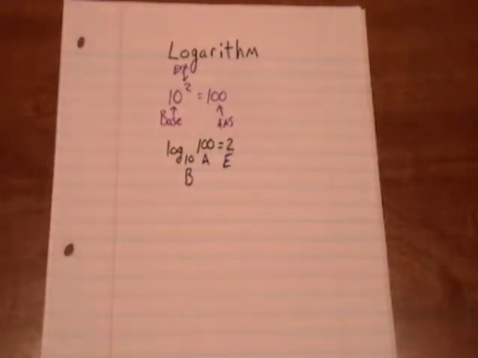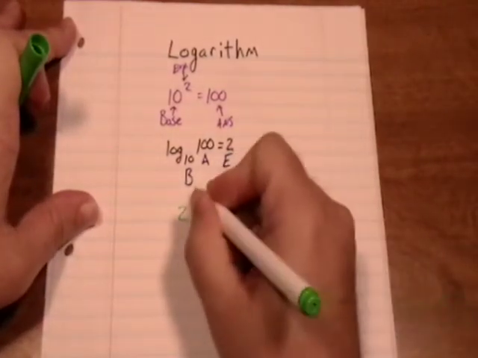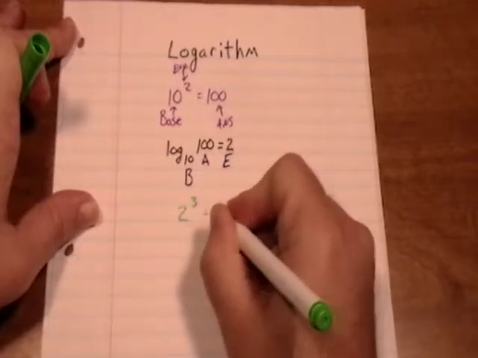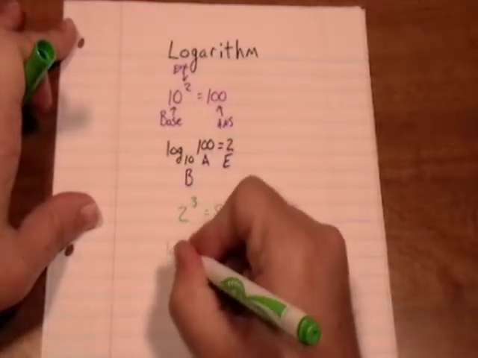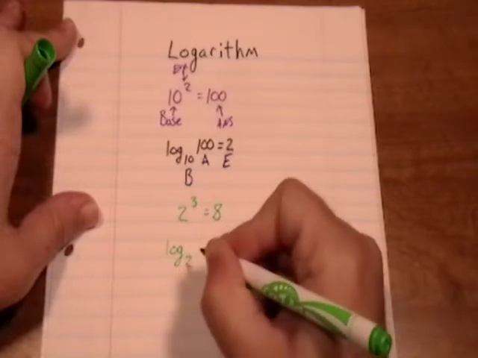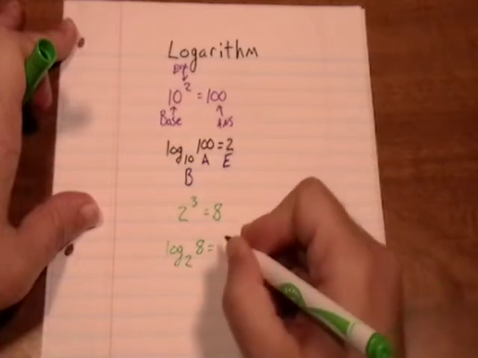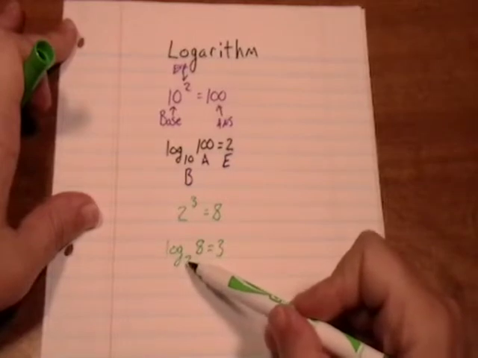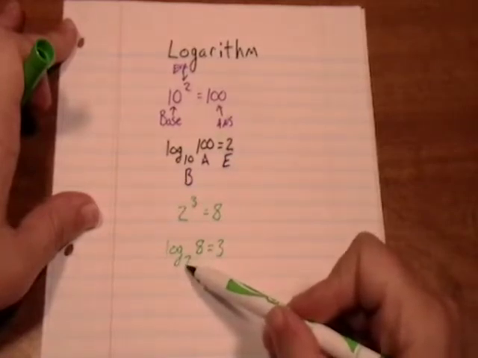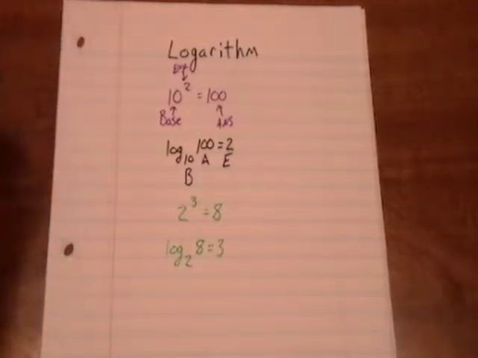We can rewrite any power with an exponent in logarithm form. So I could say 2 to the third power is 8. And I can rewrite that as a log by saying log base 2, my answer is 8. So log base 2 of 8 is 3. So basically we're just asking, what power would I take this base 2 to get that answer? So log base 2 of 8 is 3.